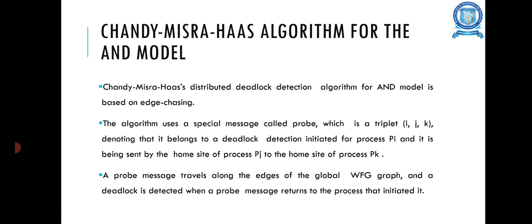This algorithm uses a special message called a probe, which is a triplet (i, j, k), denoting that it belongs to the deadlock detection initiated for process Pi, and it is being sent by the home site of the process Pj to the home site of the process Pk. A probe message travels along the edges of the global WFG, and a deadlock is detected when a probe message returns to the process that initiated it.